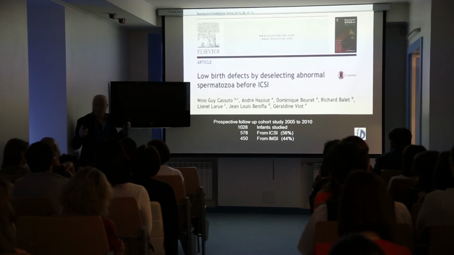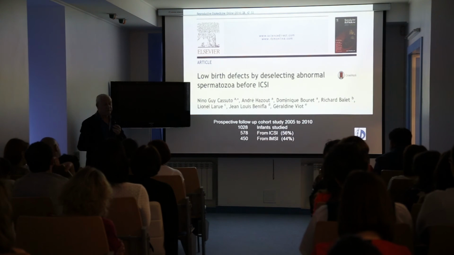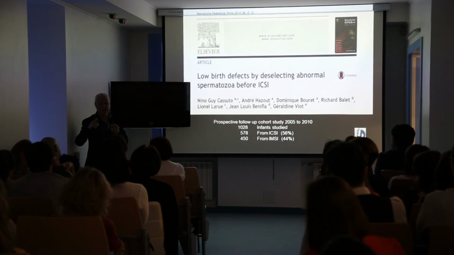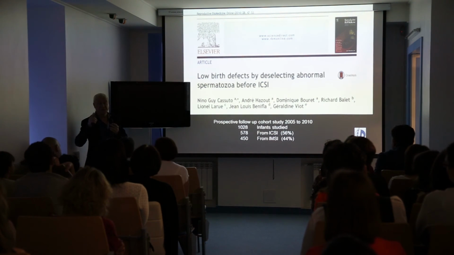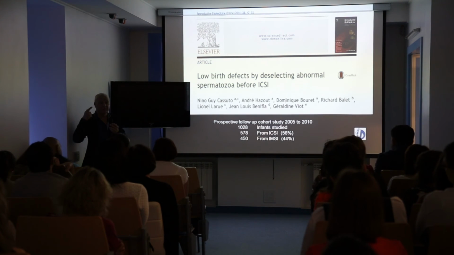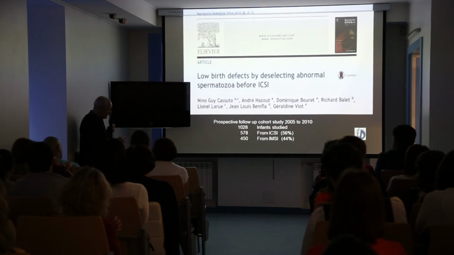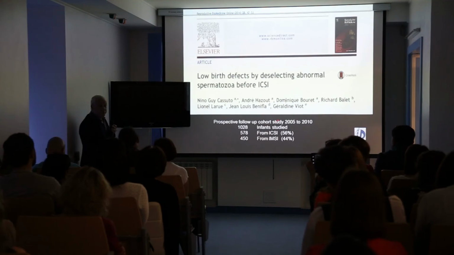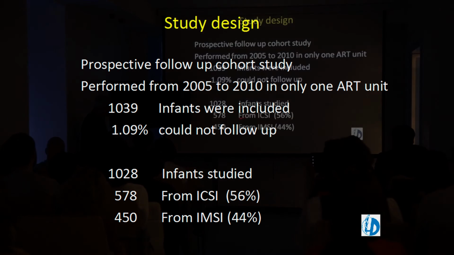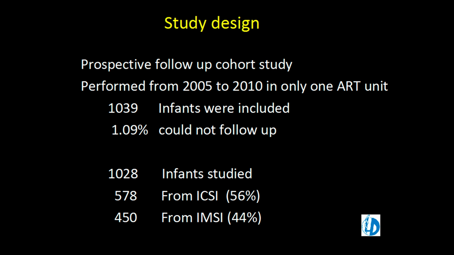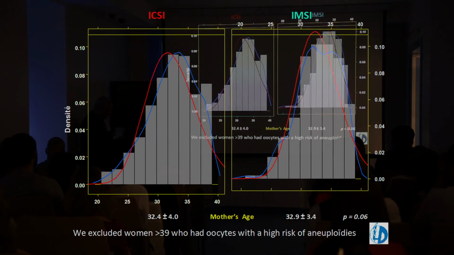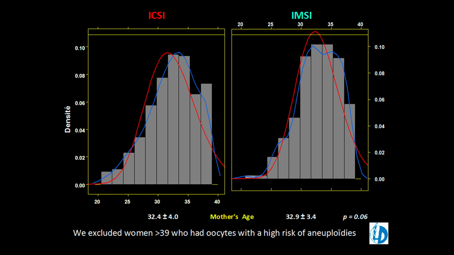The last, to close the circle: if there is abnormality on the chromatin, there is abnormality on the methylation, and so there is abnormality on the malformation of the babies. And in this study, we followed during 5 years 1,028 children born with the two techniques, on the two arms. And you can see that we have 578 from ICSI and 450 for IMSI.